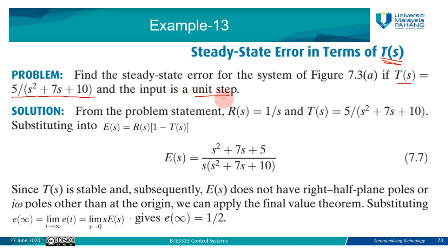When we say the input is a unit step or a step function, that means the value of RS equals 1 over s. If the input is a ramp function, it will be 1 over s squared. If parabola function, it will be 1 over s cubed. So from the problem statement here, RS equals 1 over s and TS is given. So now we need to substitute to find ES.